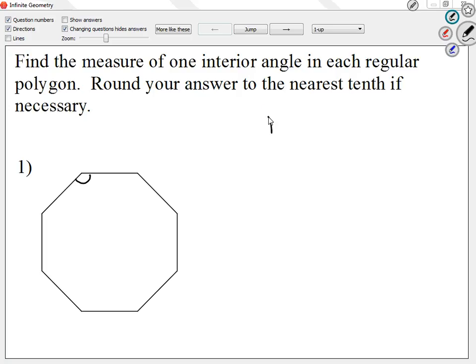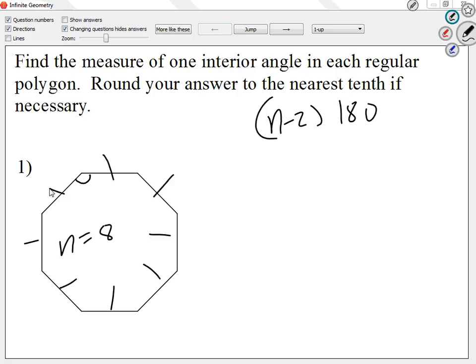So for that we had a formula, n minus 2 times 180. So find out how many sides there are. There's 1, 2, 3, 4, 5, 6, 7, 8. So we know n equals 8. So for us to find out how much all of them add up to, I'm just going to go 6 times 180. Remember the 6 because it's n minus 2. So 6 times 180 is what, 1080? So all of them add up to 1080 degrees.